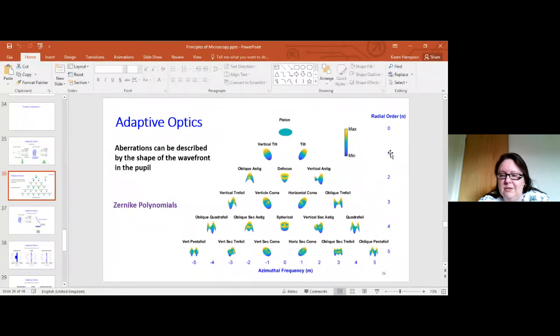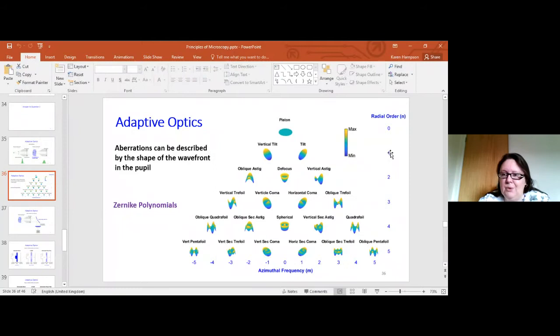And what the radial order means is the function describing the shape of this wavefront. If I was to take a slice across the wavefront, it would be dependent on R. So R would be the radius. As you move along the wavefront, it would just depend upon R. So you can imagine in 2D just a straight line. So that's what radial order is.